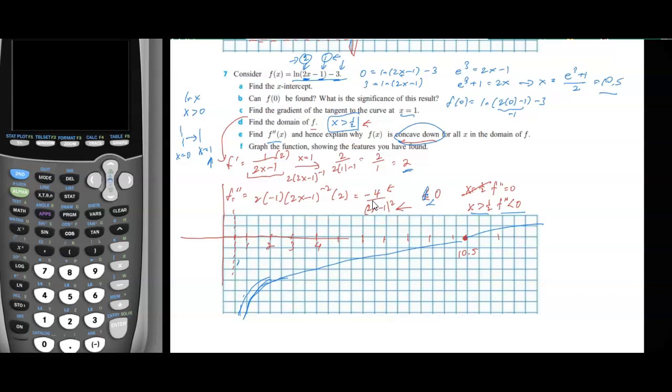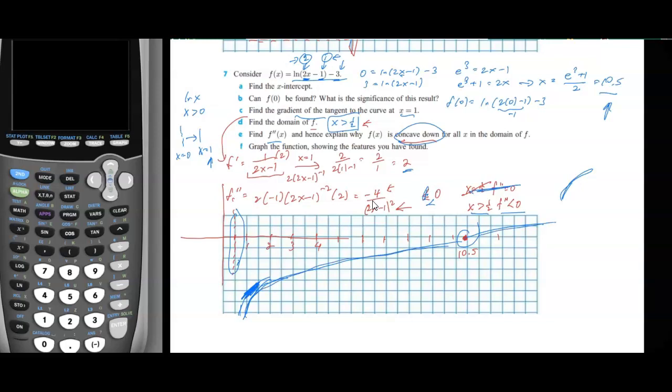Okay, let's go to the last one. It says graph the function showing the features you have just found. Okay, first of all, we're going to put an asymptote at x equals 1/2. We're going to put an x-intercept at approximately 10.5. And then it's going to be concave down always. And it's going to be, what else do we know? We know that the gradient of the tangent at x equals 1 is about 2. It's about like that. Or it's about like that. Okay. So, log shape.